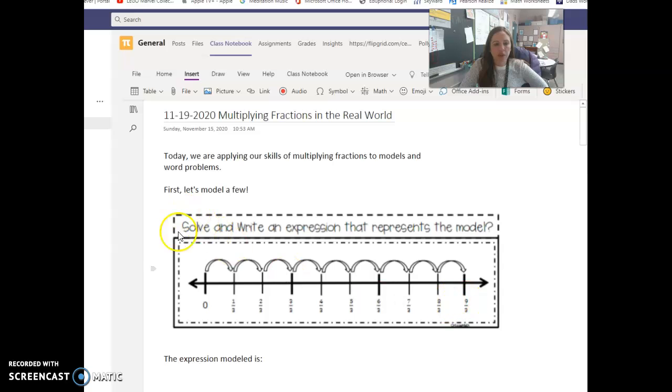It's a number line and the directions say solve and write an expression that represents the model. Well, if you look, I know it's a bit blurry, but our number line is cut up into thirds, okay? So if we remember that multiplication is just repeated addition, how many times are we adding 1/3 together?